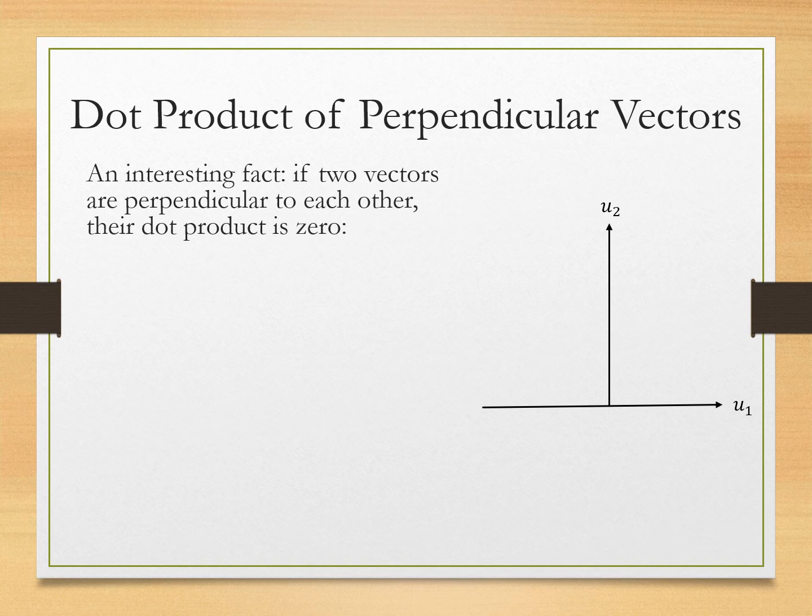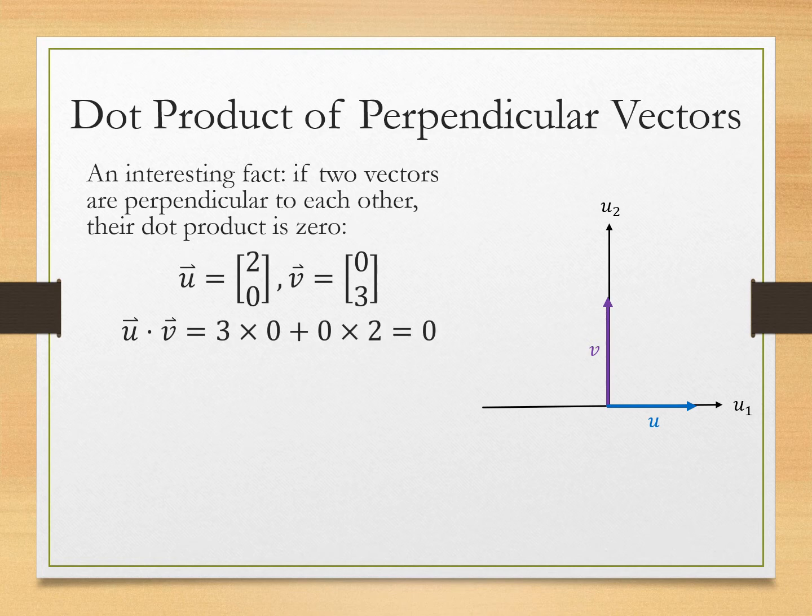Next, something very interesting is that if you have two vectors that are perpendicular to each other, their dot product is 0. So let's take this example. You have U and V. They are 90 degrees from each other. U is (2, 0). V is (0, 3). You take the dot product, which would be 2 times 0 plus 0 times 3, then that's 0, right? So the dot product is 0.